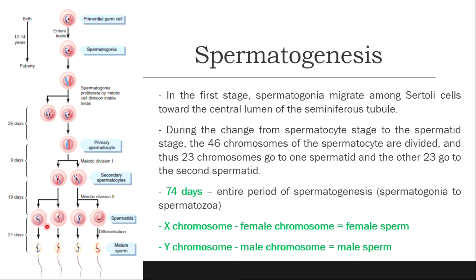Okay? Ibig sabihin, immotile pa siya or hindi pa siya maka-swim. So, nag-undergo pa siya ng differentiation that will approximately take 21 days. Ang process ng differentiation na to ay tinatawag na spermatogenesis, in which the spermatids will form its body and tail. Okay? It will form its acrosome, mga ganon.